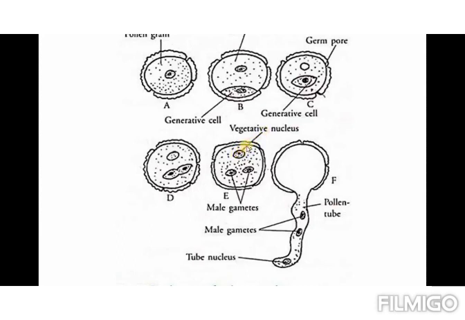Now this vegetative cell, and this is the vegetative nucleus, which is also called the tube nucleus, or this is also called tube cell or the vegetative cell, and the nucleus is called vegetative nucleus or the tube nucleus, and exine and intine will remain intact with the cell.